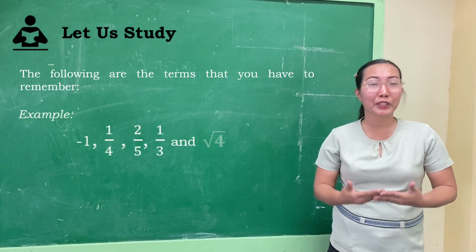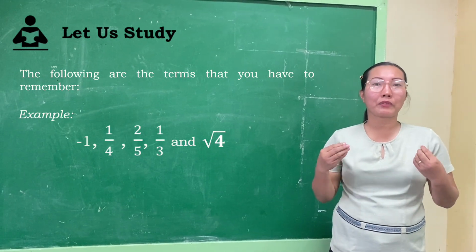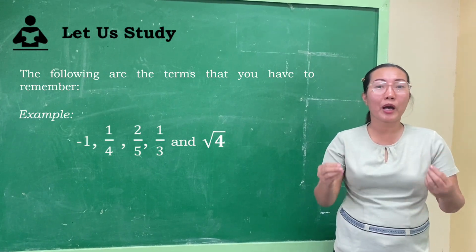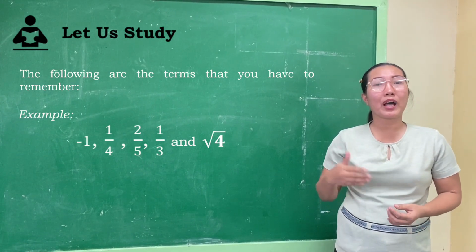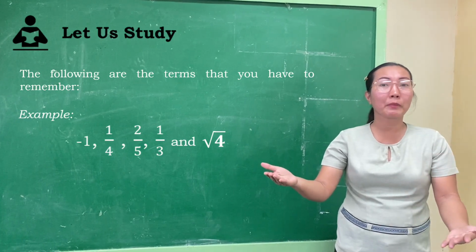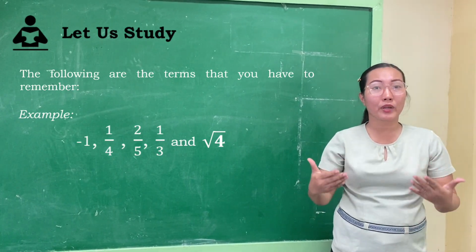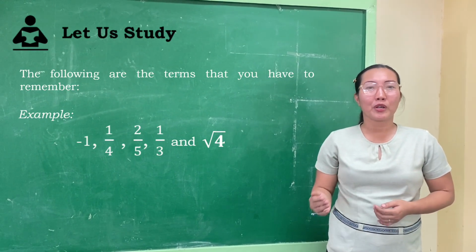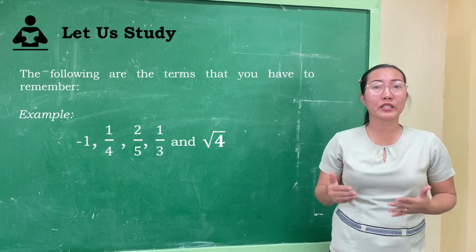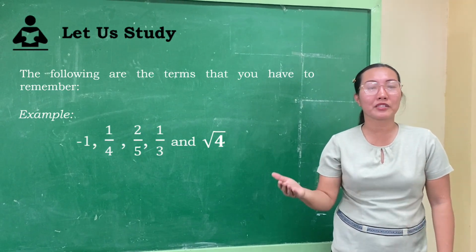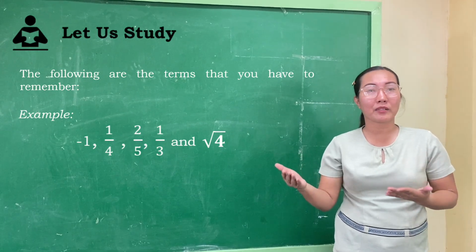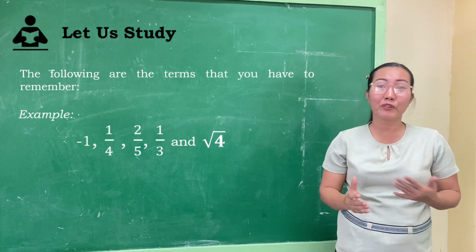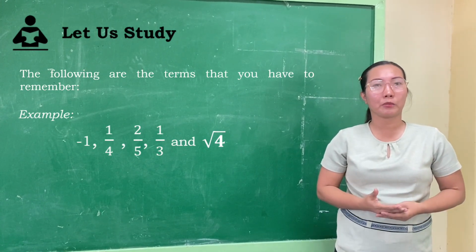Example, we have -1. Remember, when we have integers, whether positive or negative, the denominator is always +1. So when we have -1, we have the denominator also as +1, so it can also be expressed as a over b. The next example is 1/4. When we divide 1 by 4 using a calculator, the result is 0.25. As we can see, the answer 0.25 is a terminating decimal. Therefore, it is considered a rational number.